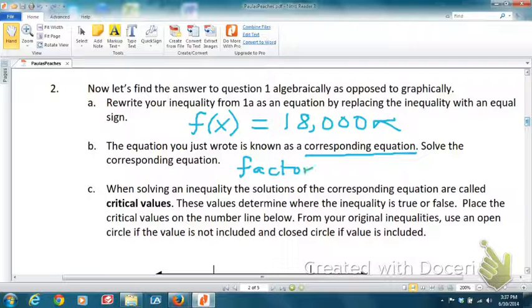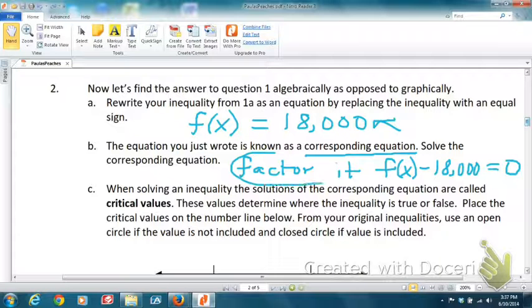So I'm just going to write factor it, where you're going to move everything to one side of the equal sign. You're going to set it equal to 0. So whatever that function is, because you'll figure that out, minus 18,000 equals 0. And once you have it written out, you're going to factor it.